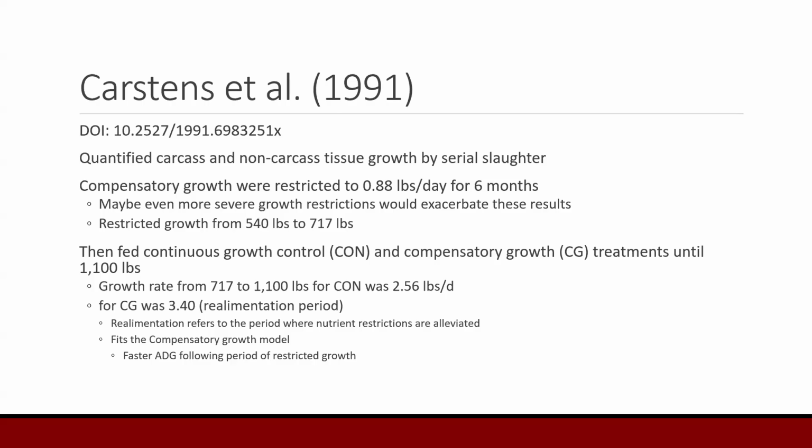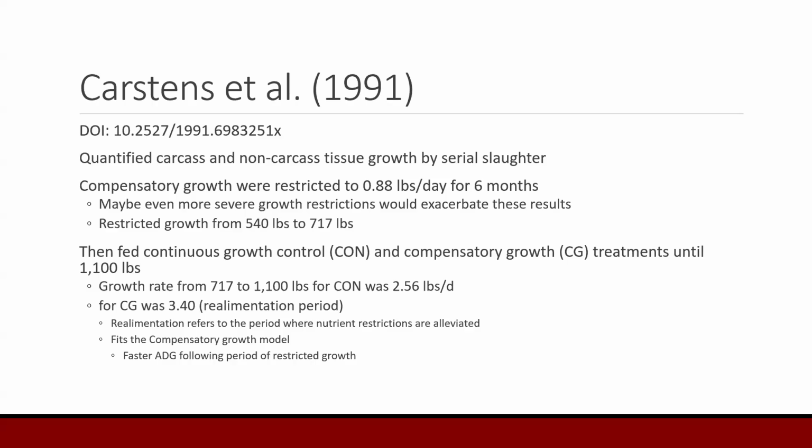So most serial slaughter studies being done today are happening in the finishing period, and they're just looking at if I harvest them at 150 days versus 170 versus 190 versus 210, right? So they're not losing as much money on these types of research. Okay.